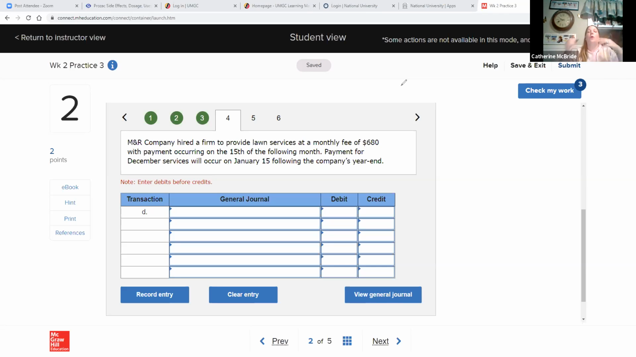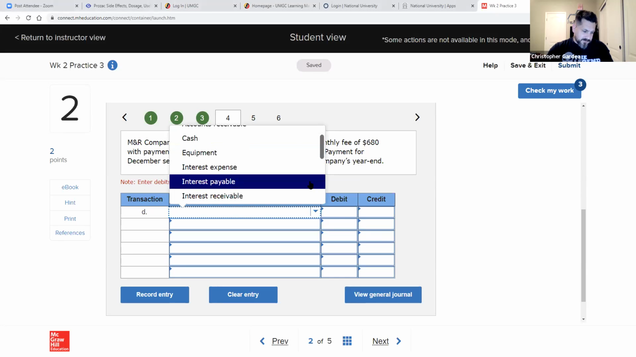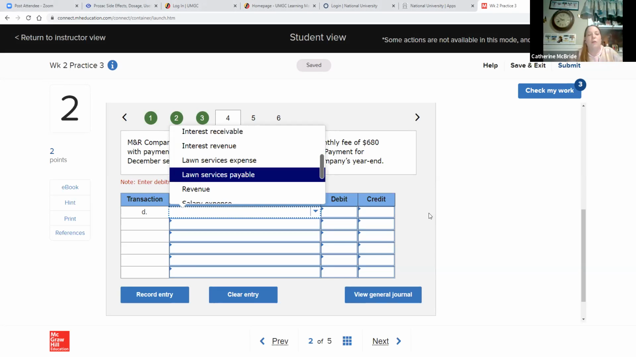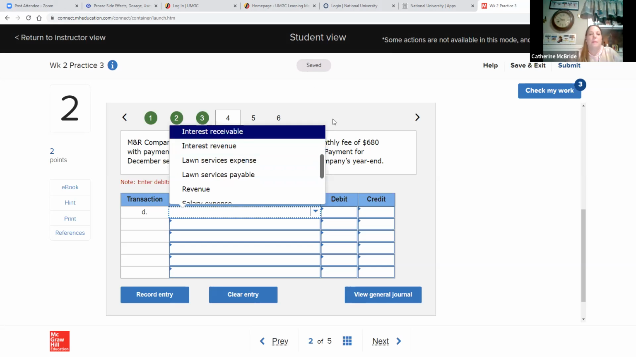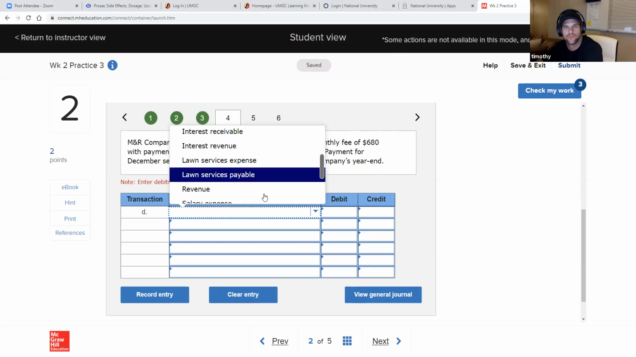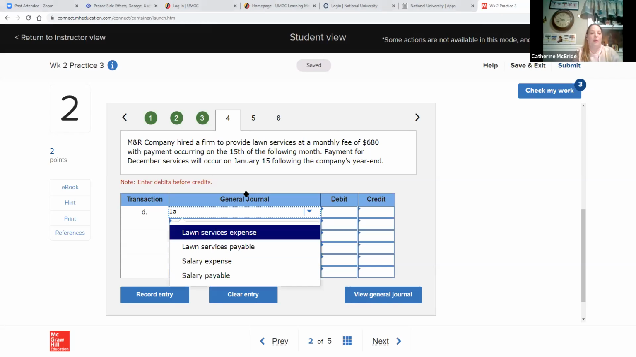So what two accounts are affected? You're probably having trouble, and I don't know what we're going to call it. Maybe lawn service expense. Yeah, lawn service expense. Okay. Lawn service expense and lawn service payable.